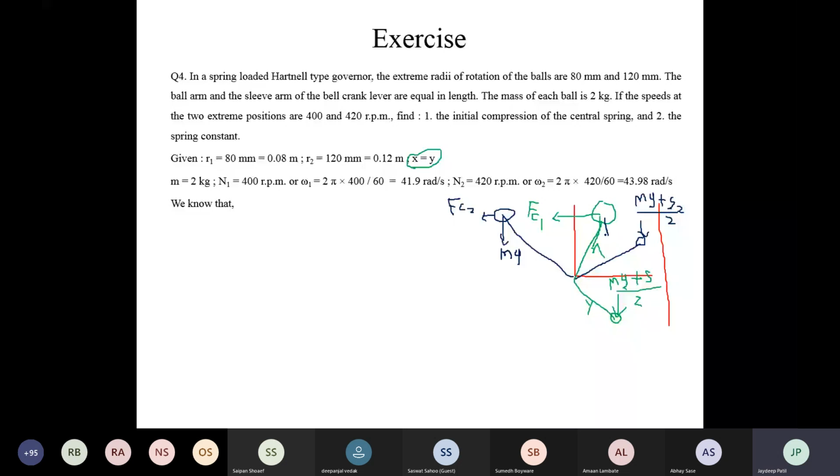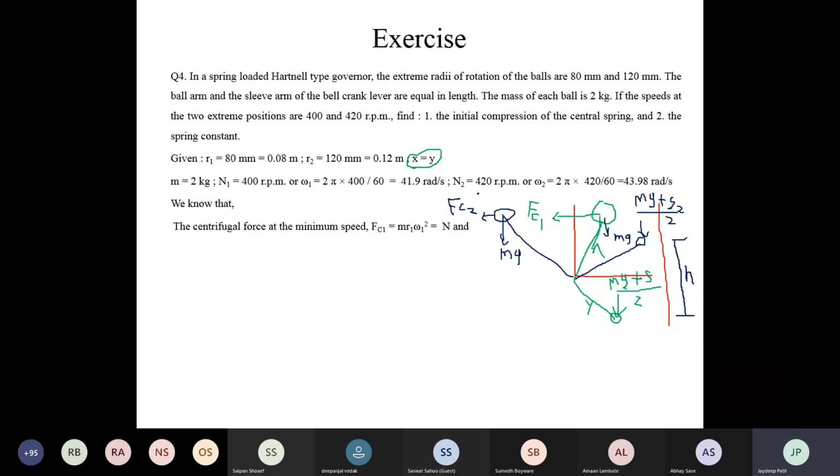Now in this numerical, first of all, you have to find out the centrifugal force for both cases. First of all, you have to find out the centrifugal force at minimum speed, FC1, and at maximum speed, FC2. Now tell me the formula to find out the centrifugal force at minimum speed. FC1 is equal to m omega 1 square r1. Correct. r1 is given here 0.08 meter. Omega 1 you have to calculate by using the speed N1, 400 rpm. You will get here 41.9 radian per second.